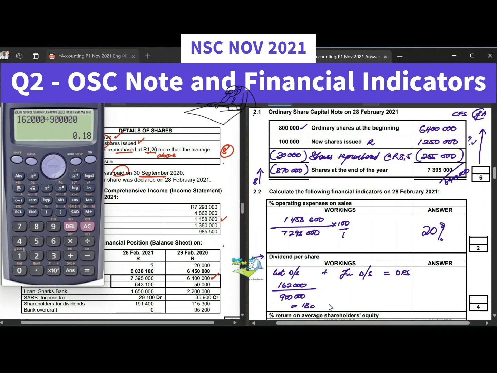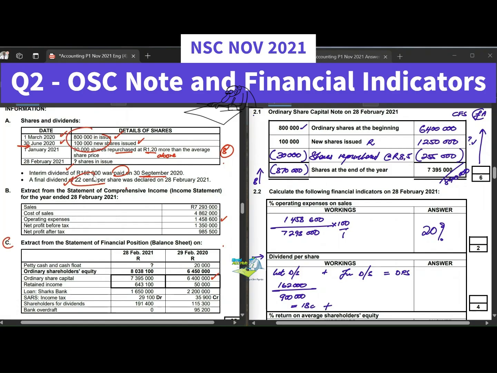So I have my interim dividend per share. I then add this to my final dividend per share, which is 22 cents, and it will give me 40 cents. Very, very important. At times, the examiner will not demand the dividend per share. At times, they want you to calculate just the interim dividend per share. At times, they want you to calculate just the final dividend per share. But in this case, they wanted us to calculate the dividend per share. And we had to take the interim that we calculated plus the final that was given.